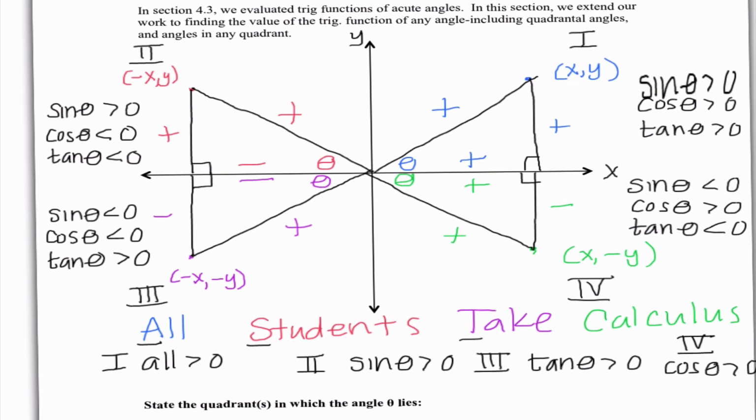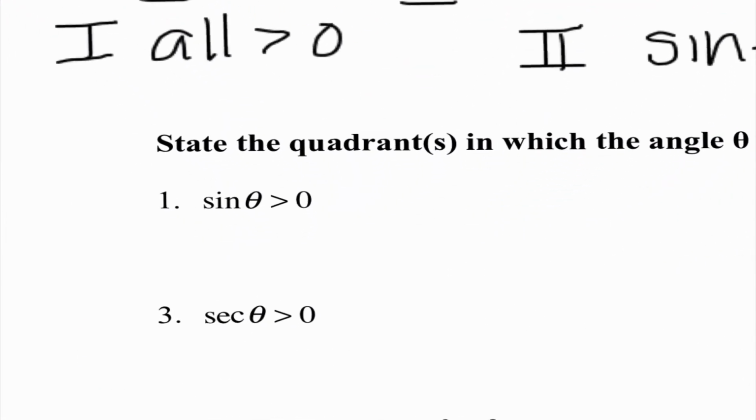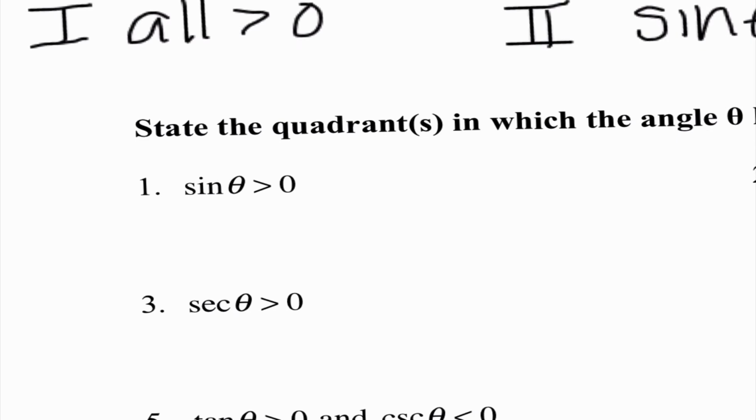Okay, but if we look at this, I can see that in quadrant 1, sine is positive, and in quadrant 2, sine is positive. In our other two, it is negative. So we're going to go ahead and go back to this right here. Sine of theta is greater than 0 in quadrant 1 and in quadrant 2.